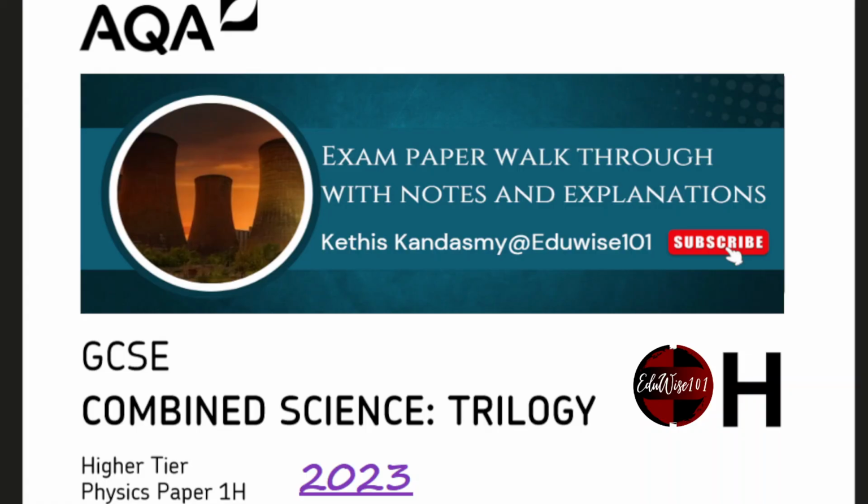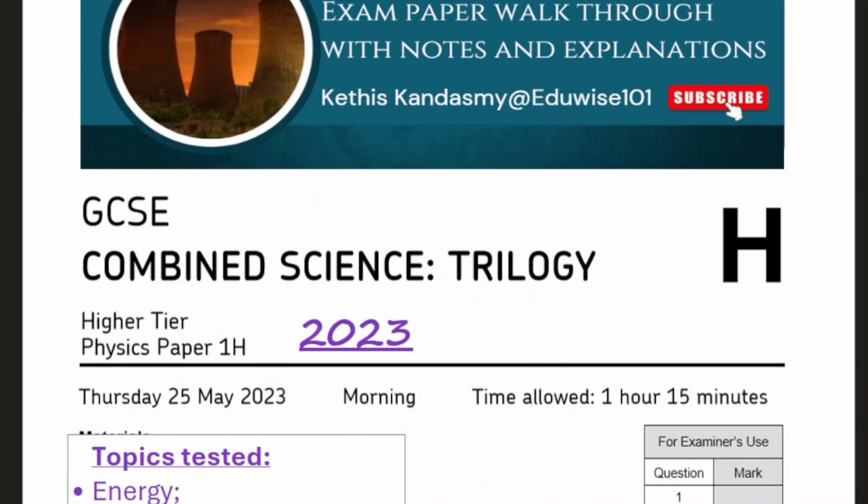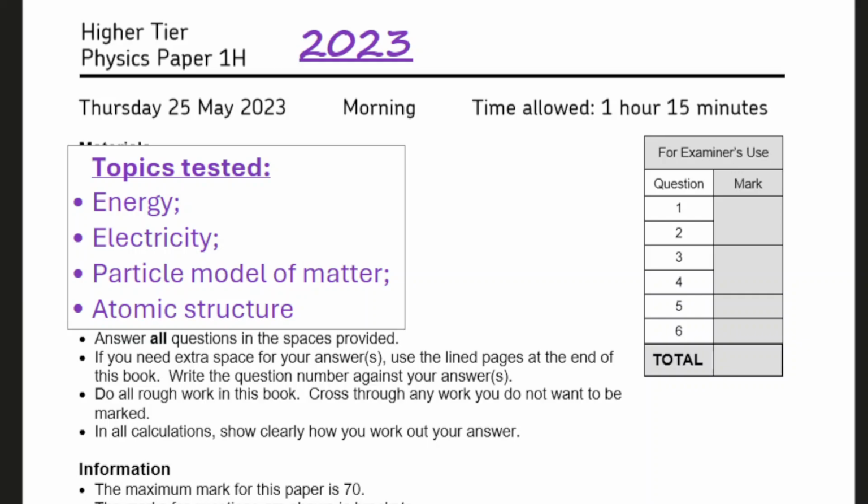This Paper 1 Higher Tier is tested on 4 main topics. We've got energy, electricity, particle model of matter, and atomic structure.